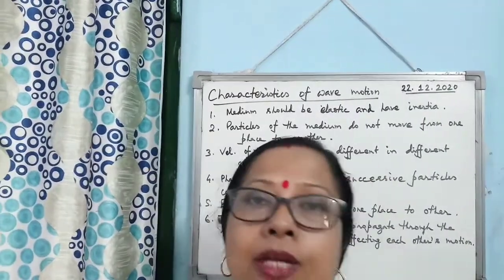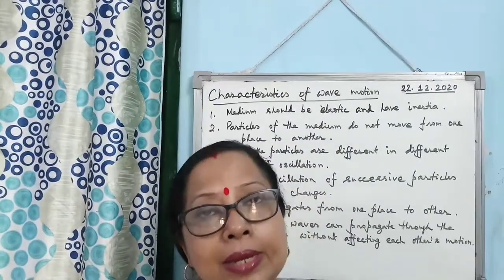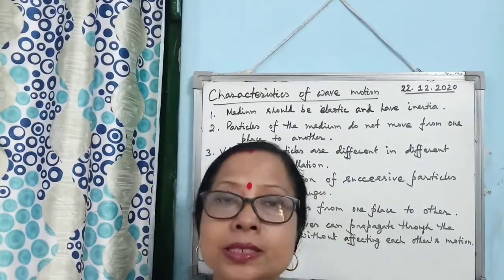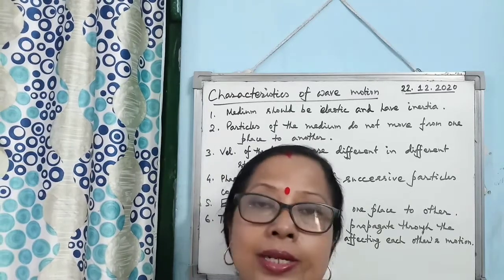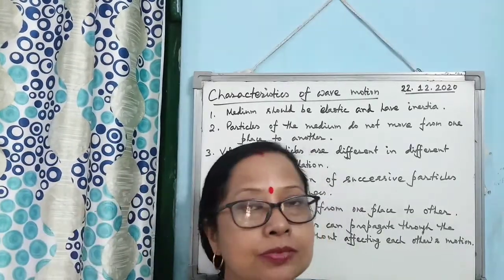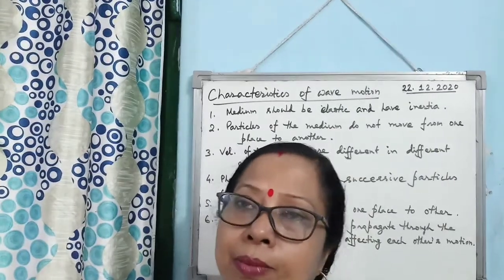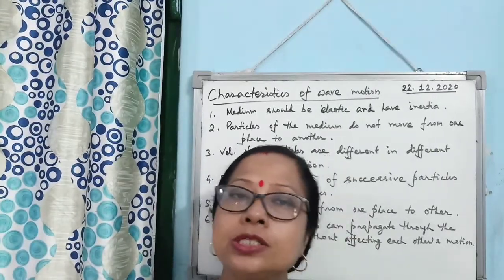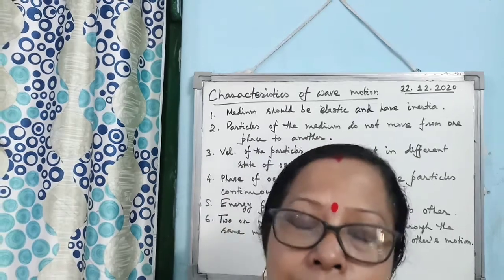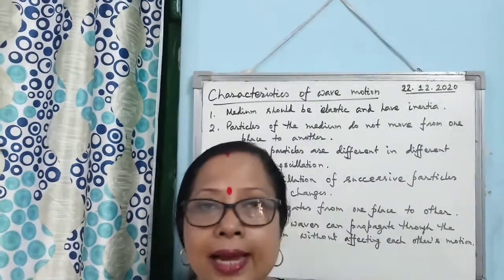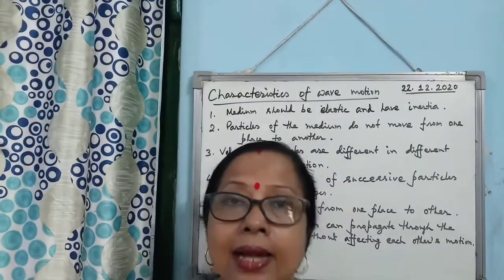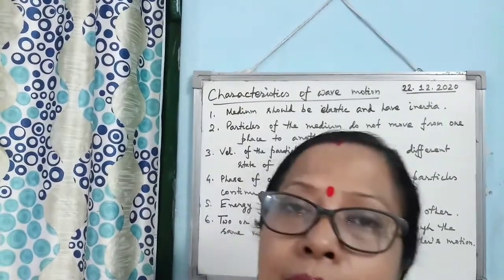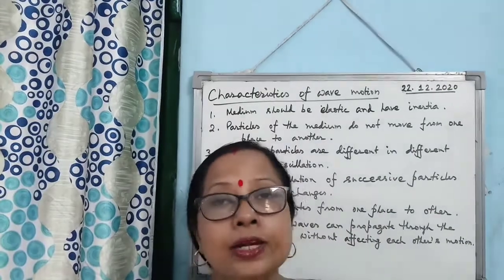So like that, if you consider the particles of the medium, if it is at the mean position of its vibration, velocity will be maximum, and if it is at the extreme position of its vibration, velocity will be minimum, and in between the velocity will have a value greater than the minimum and less than the maximum. It means that velocity of the particles of the medium are different at different states of oscillation.